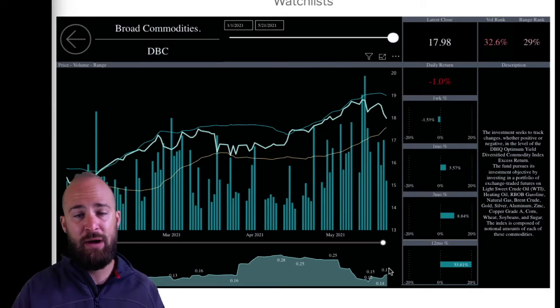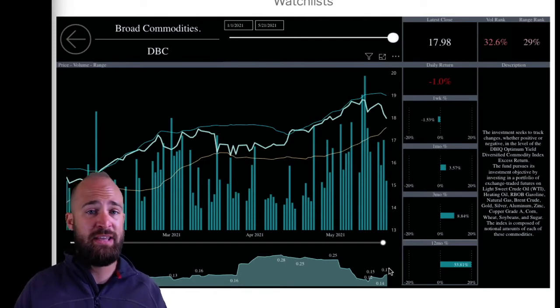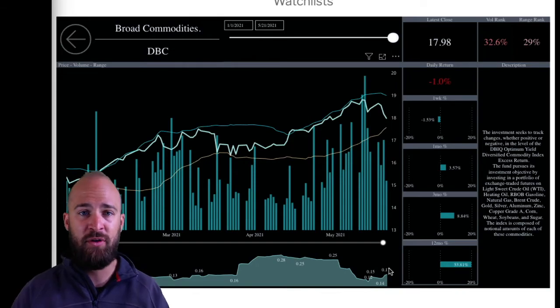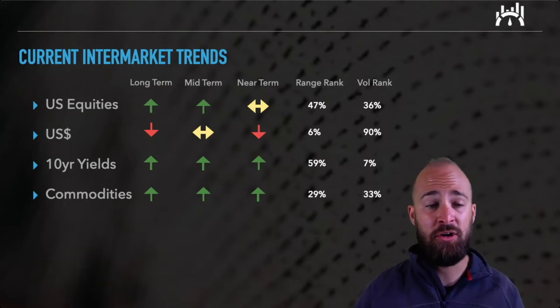For now, I would expect the current trends to continue with the dollar weakness and commodity strength. And until we get data out telling us otherwise, I'll continue to position my portfolio accordingly. Turning to the 10-year yield, the headline is that the long-term, mid-term, and near-term trends are all still up.